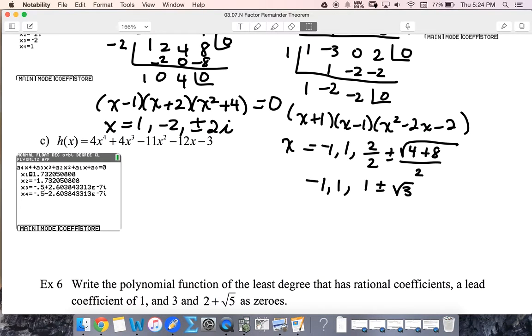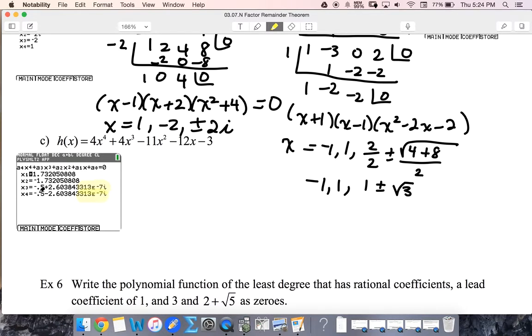And now this one, look at what we have here. Over in this part, I've got e to the negative 7. That means that this number is 0.0000000026. Basically, this is 0. So because the square root of 3 is not exact, your calculator isn't getting exactly negative a half, even though it should be.